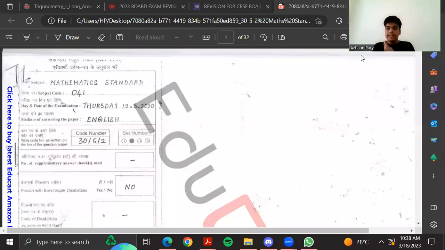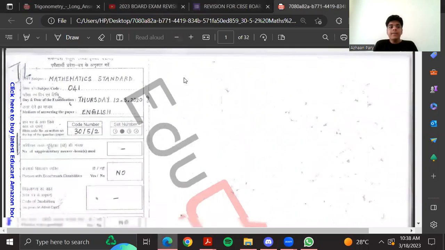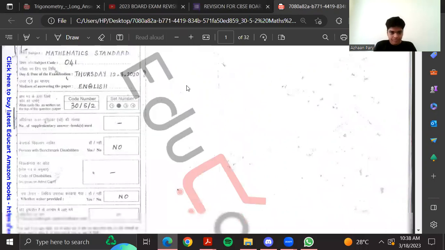Hello all. So in this session, we'll be looking at the toppers' answer papers for both Maths Standard and Maths Basic. This is basically for getting an idea of how to present your paper, how to highlight the final answer and all that. So let's get started. This is a standard paper. We'll be doing the standard paper first.